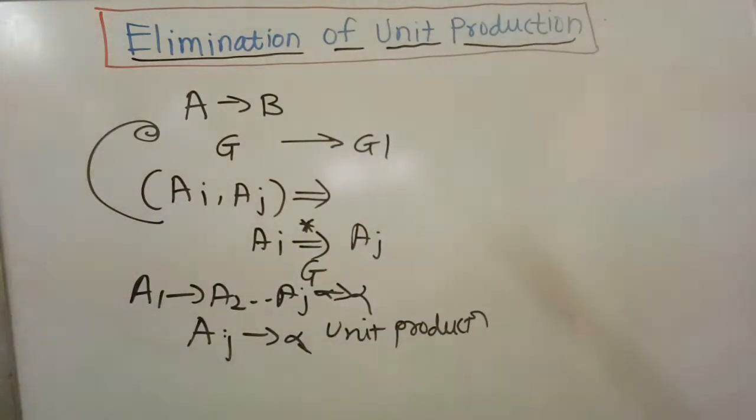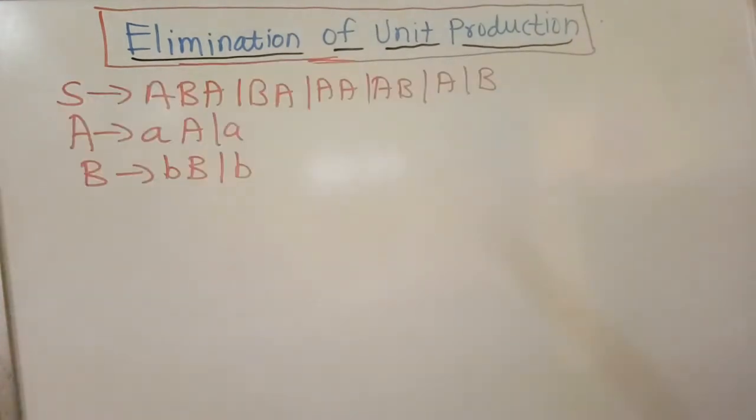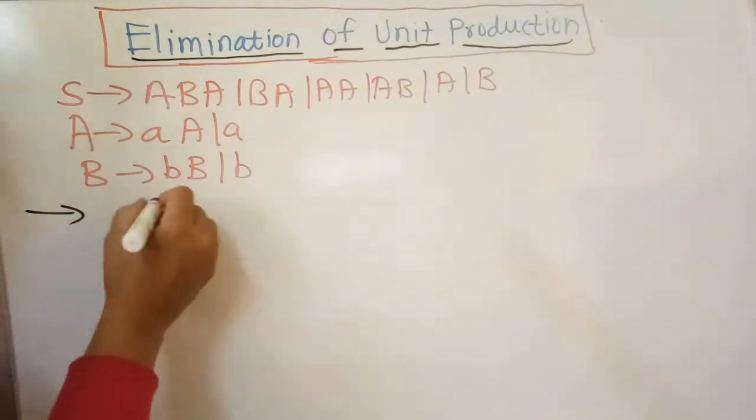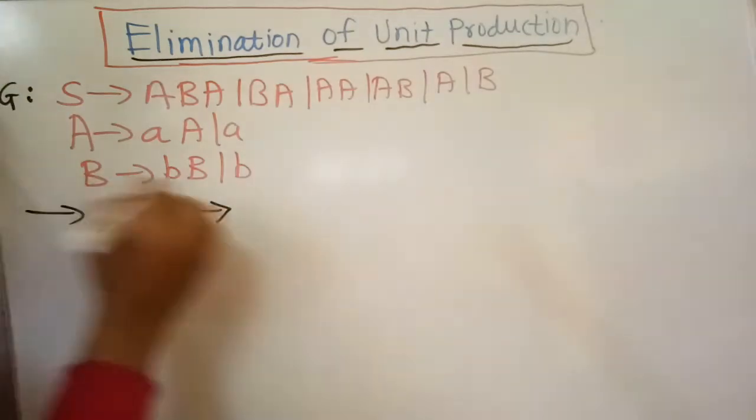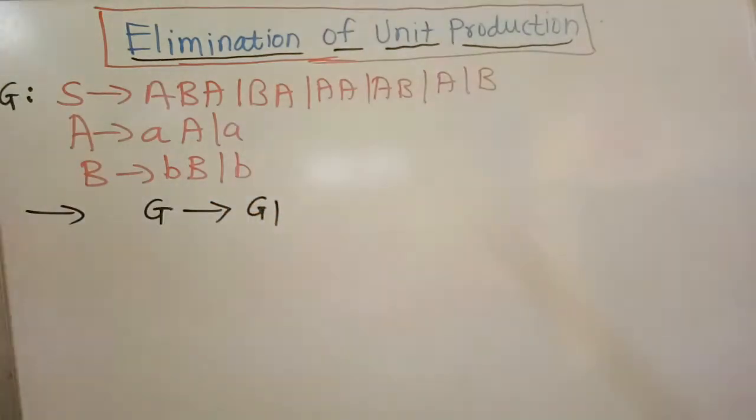How to replace this unit production? We will see it with the help of an example. Consider this example. We have to eliminate the unit production from this grammar, applying the steps for removing the unit production. What we actually have to perform is to convert this G, the original G, into G1, meaning without the unit production.